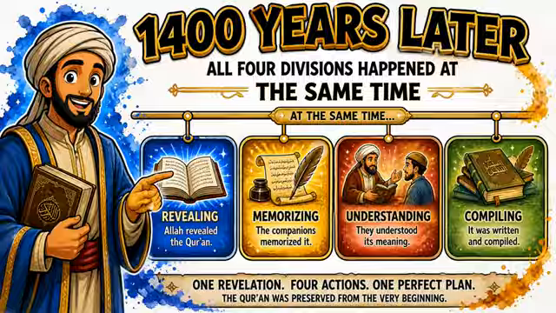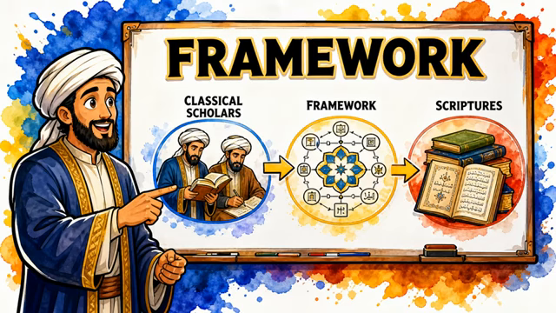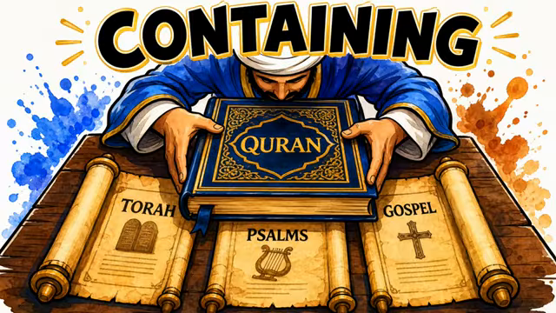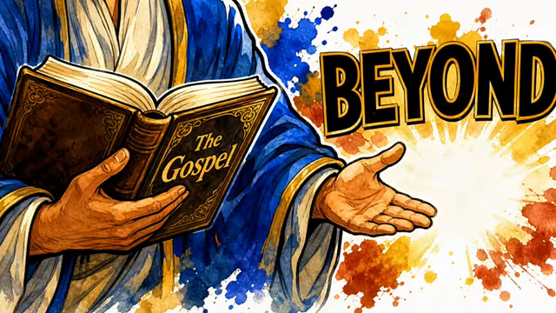Sit with the weight of that for a second, because it does 2 things at once. It names all 4 divisions in a single sentence, which is where the classical scholars got the framework. And it maps them onto the scriptures that came before. So the Quran is presented as containing what the Torah carried, and what the Psalms carried, and what the Gospel carried, and then one section beyond all of them, given as a distinction.